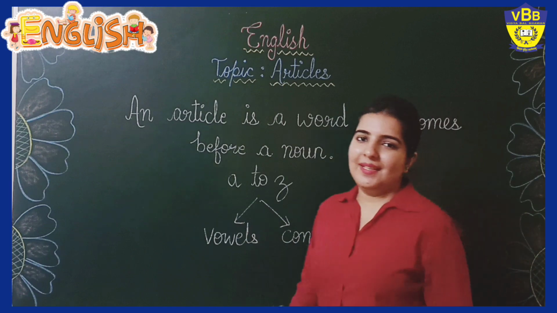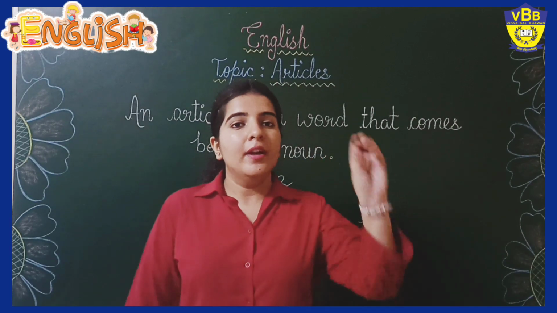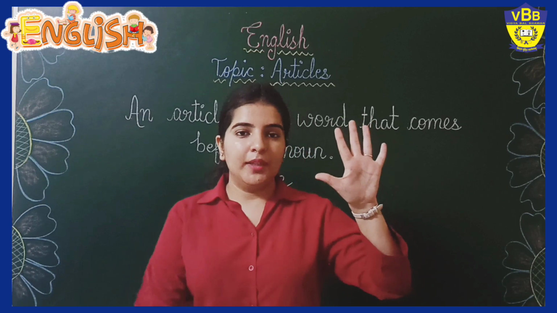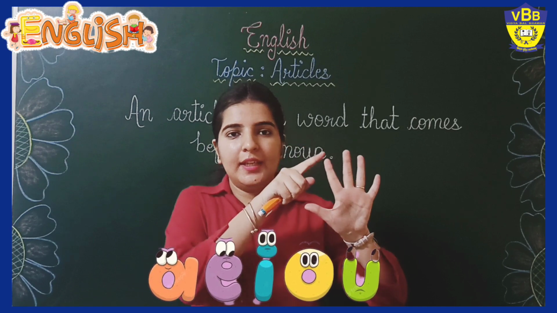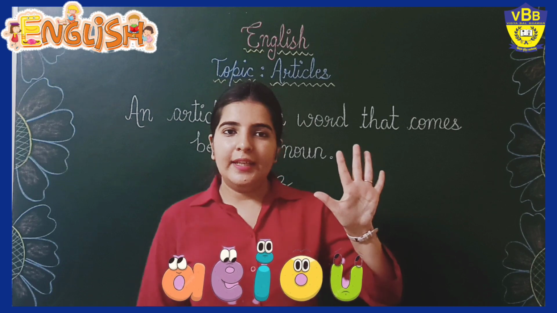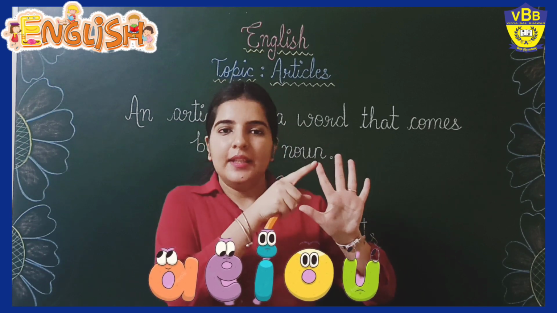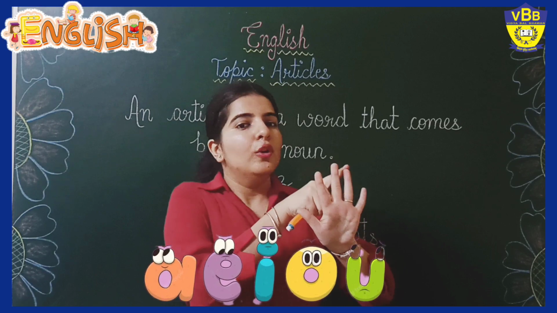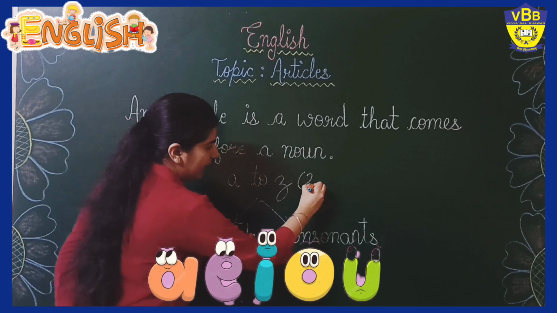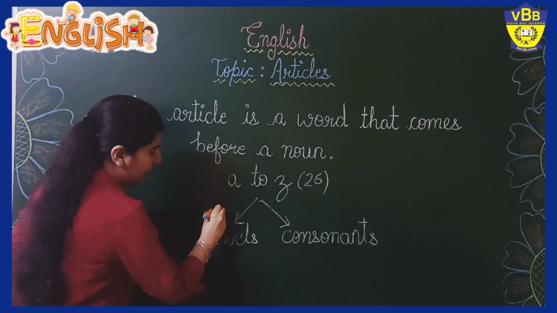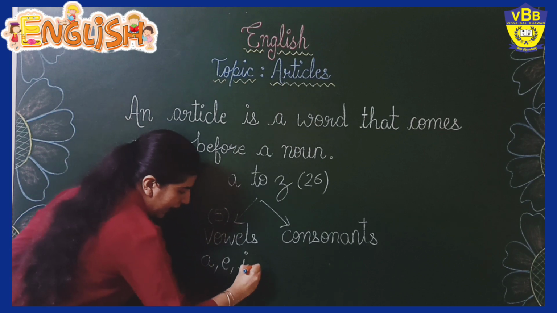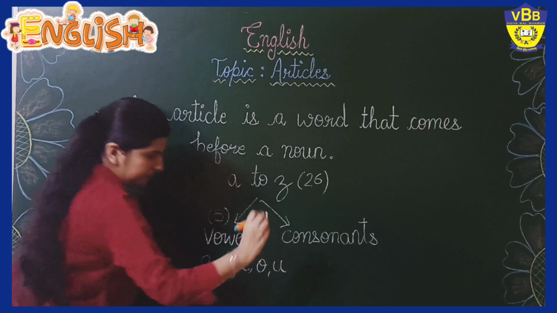So from the 26 alphabets, we have 5 vowels. How many? 5 vowels. Count with me. A, E, I, O, U. Again let us repeat. A, E, I, O, U. Yes. Out of 26 alphabets, we have 5 vowel sounds. Repeat. A, E, I, O, U.